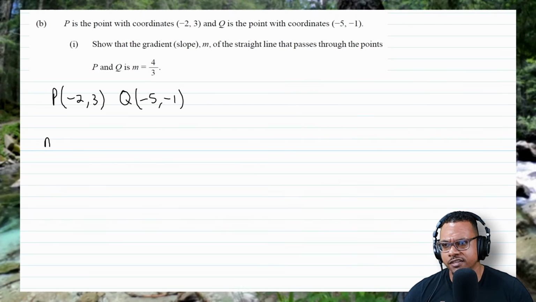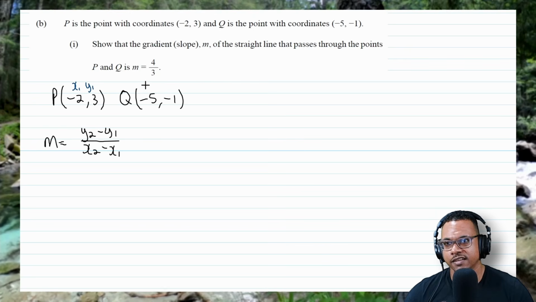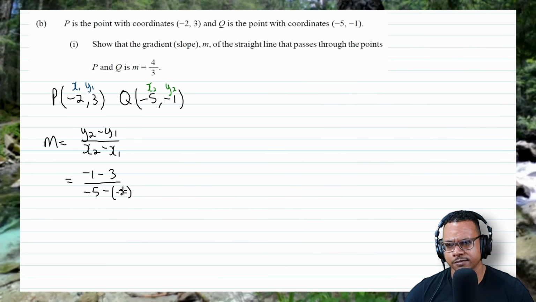So we know our formula for gradient is equal to our change in y over change in x, which is our y2 take away our y1 divided by our x2 take away our x1. And our coordinates are right here. So we know that this is x1 and y1, and then this here is x2 and y2. All right, so our y2 is this negative 1 here. So negative 1 take away our y1, which is positive 3, divided by our x2, which is negative 5, take away our x1, which is negative 2. So that's negative 2 like this.